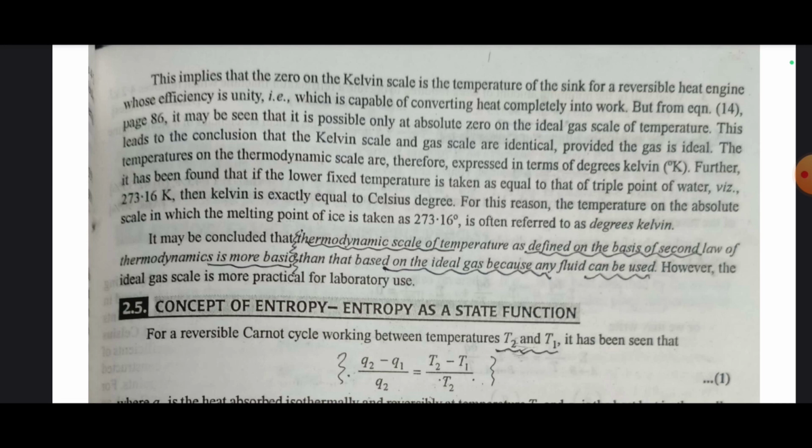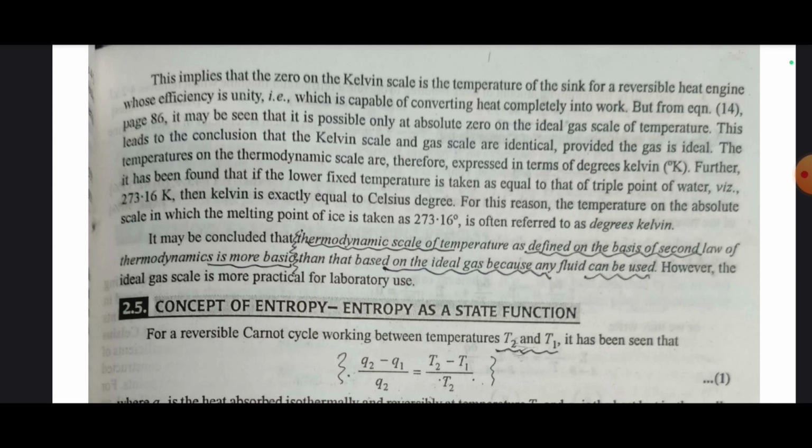Further, it has been found that if the lower fixed temperature is taken as equal to that of the triple point of water, that is 273.16 K, then Kelvin is exactly equal to Celsius degree. For this reason, the temperature on the absolute scale in which the melting point of ice is taken as 273.16 degree is often referred to as degrees Kelvin.